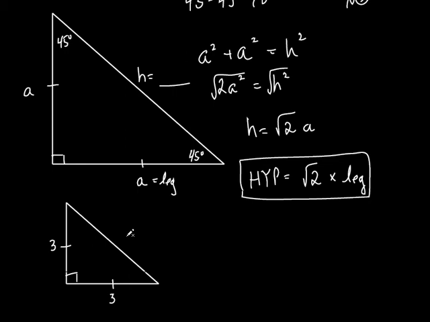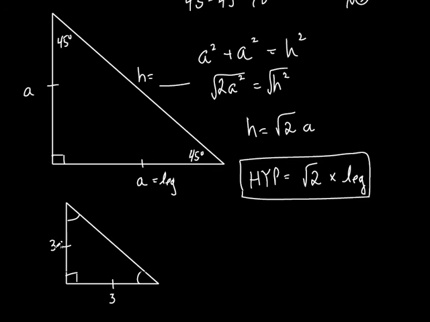Now, you could always go through the Pythagorean Theorem, couldn't you? But if you look at it and realize, hey, wait a minute, what kind of triangle is this? It's a 45, 45, 90 triangle, isn't it? And what's true about the hypotenuse? Look at my little formula. The hypotenuse is always what? The square root of 2 times one of the legs.